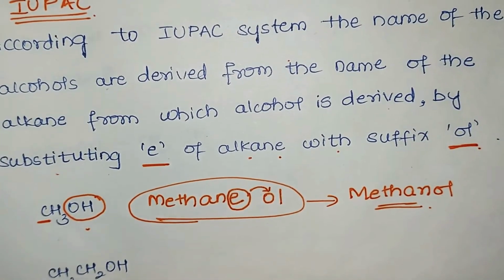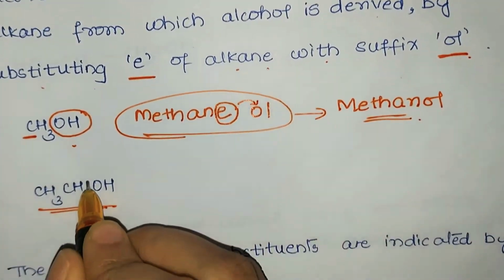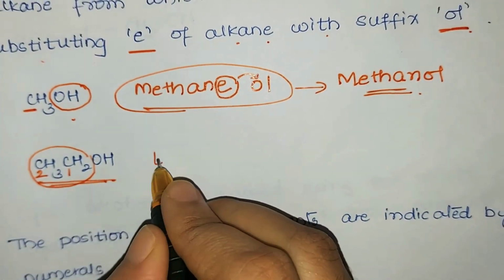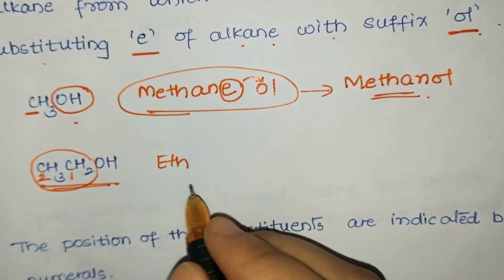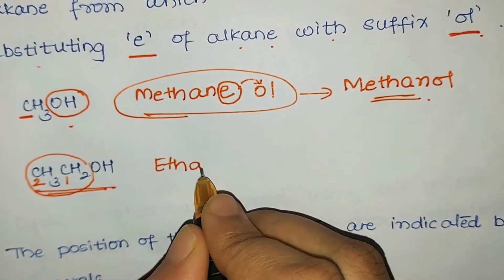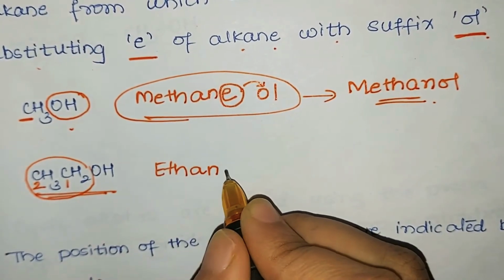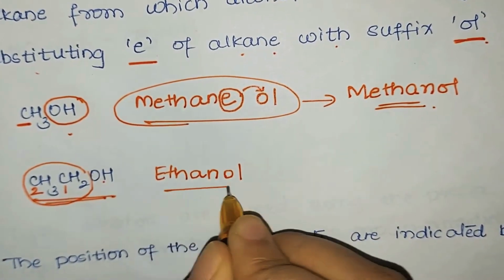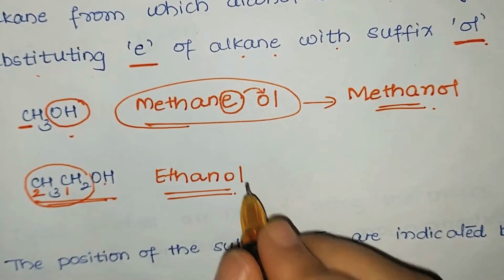Let us consider another example. How many carbon atoms do we observe here? There are two carbon atoms, so the word root is eth. Those are singly bonded, hence it is ane. The e of ethane is replaced by ol, because one of the hydrogens is replaced by an OH group. So the IUPAC name is ethanol.